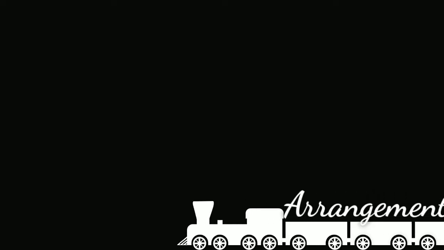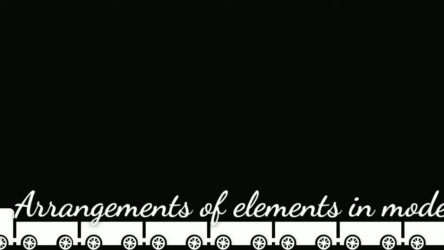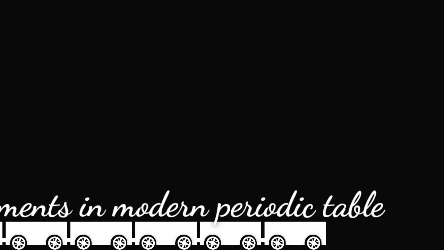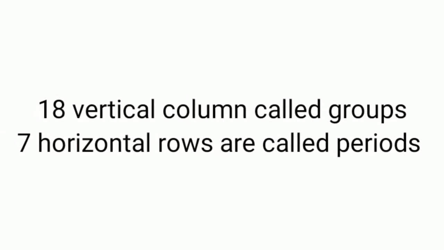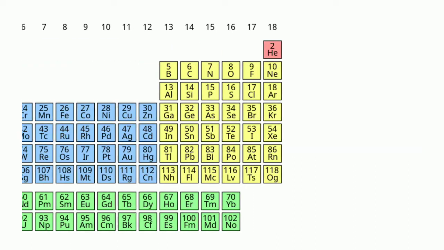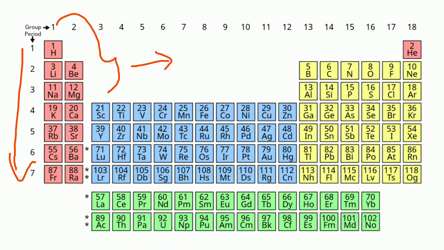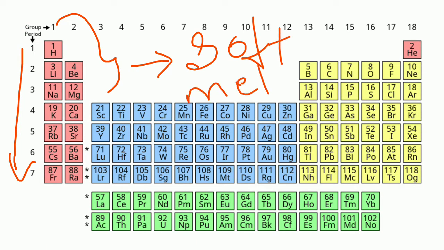Now let's see how elements are arranged in the modern periodic table. The modern periodic table has 18 vertical columns known as groups and 7 horizontal rows, which are called periods. Elements with different properties are arranged in different groups. We have 18 groups in the modern periodic table.